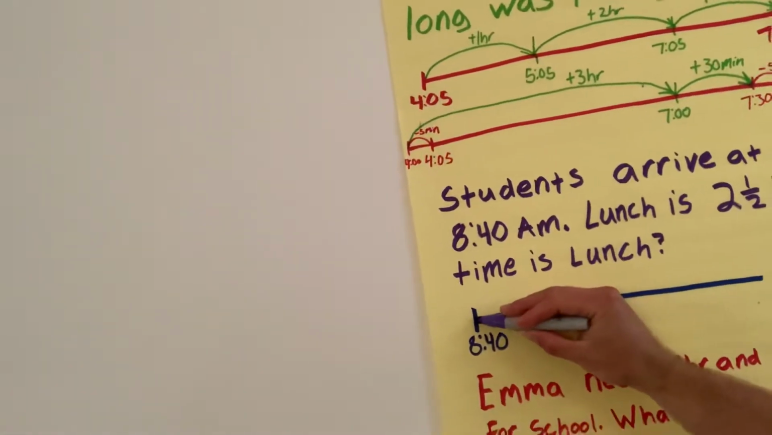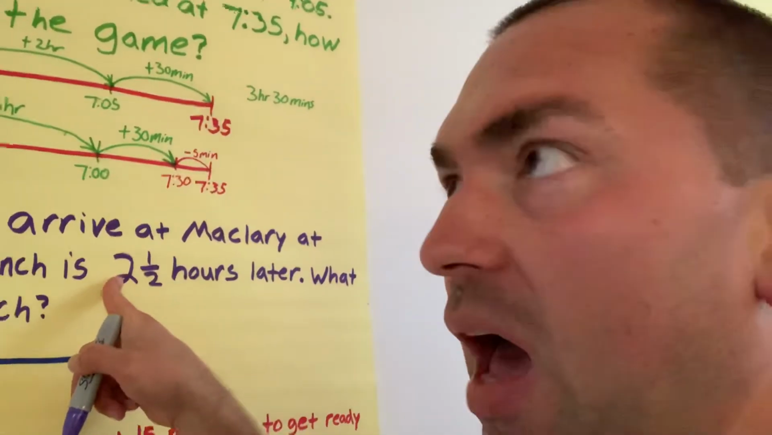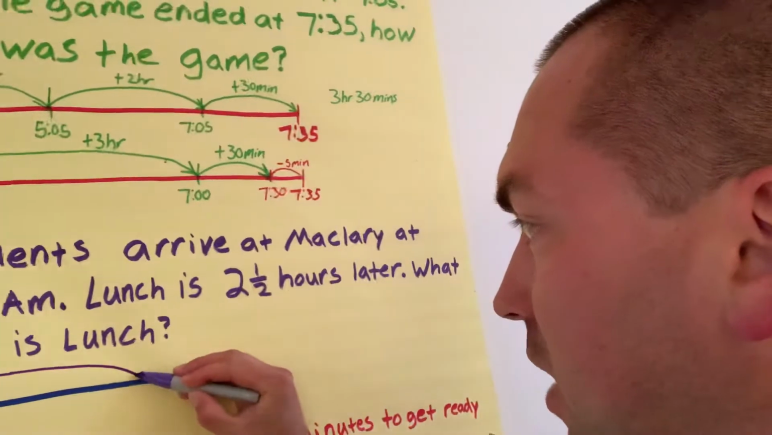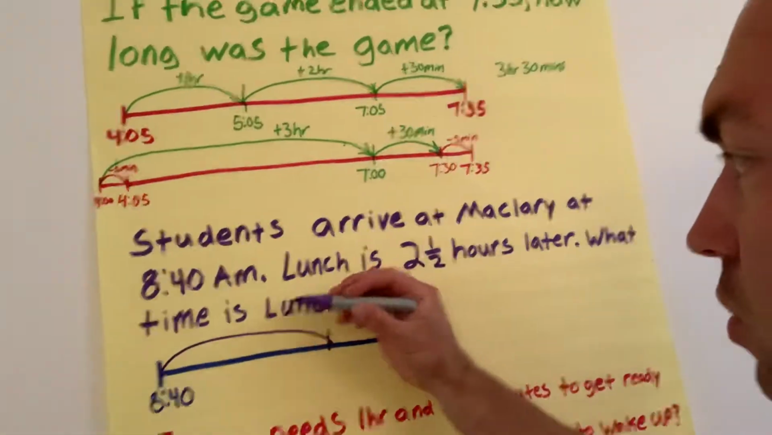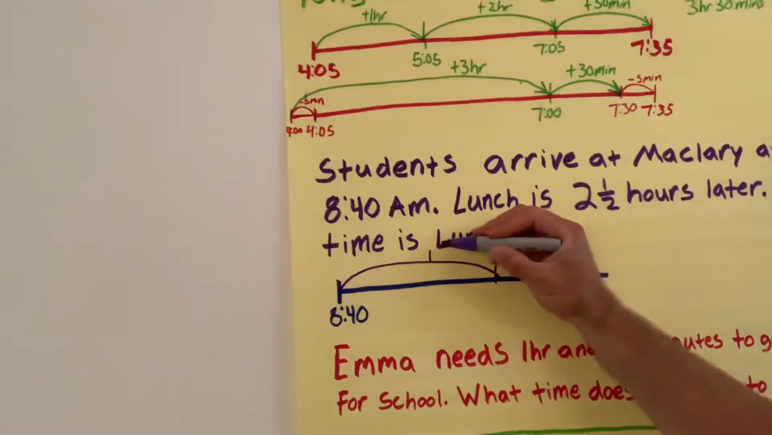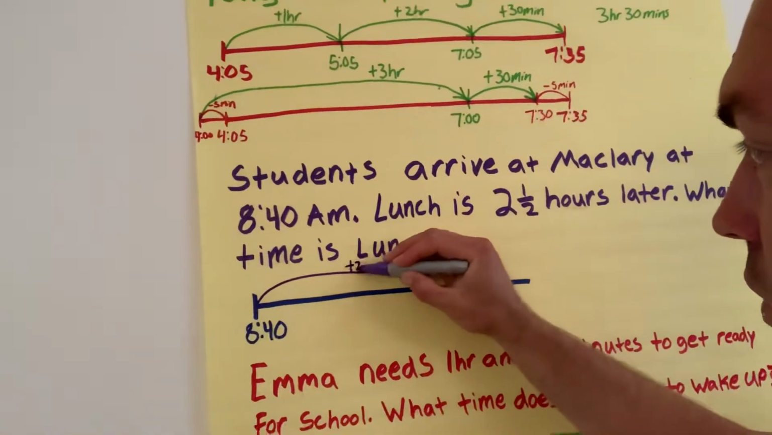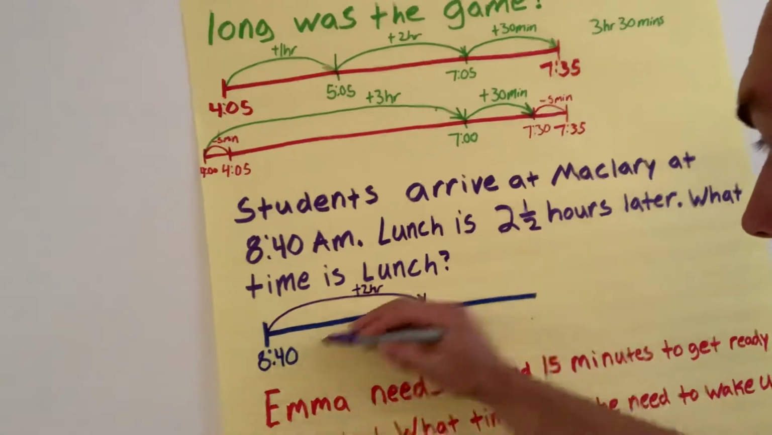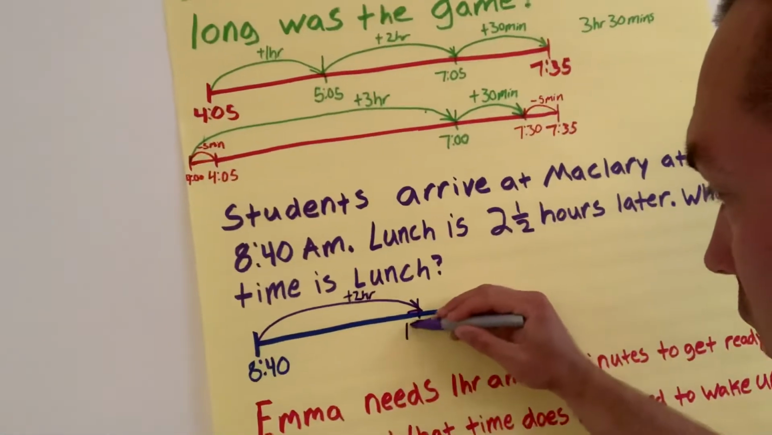Basically, I always like to start out with the bigger chunk, because adding an hour is somewhat easier than adding up the minutes to begin with. So if I add 2 hours, 2 HR, that's going to get me from 8:40 to 10:40.